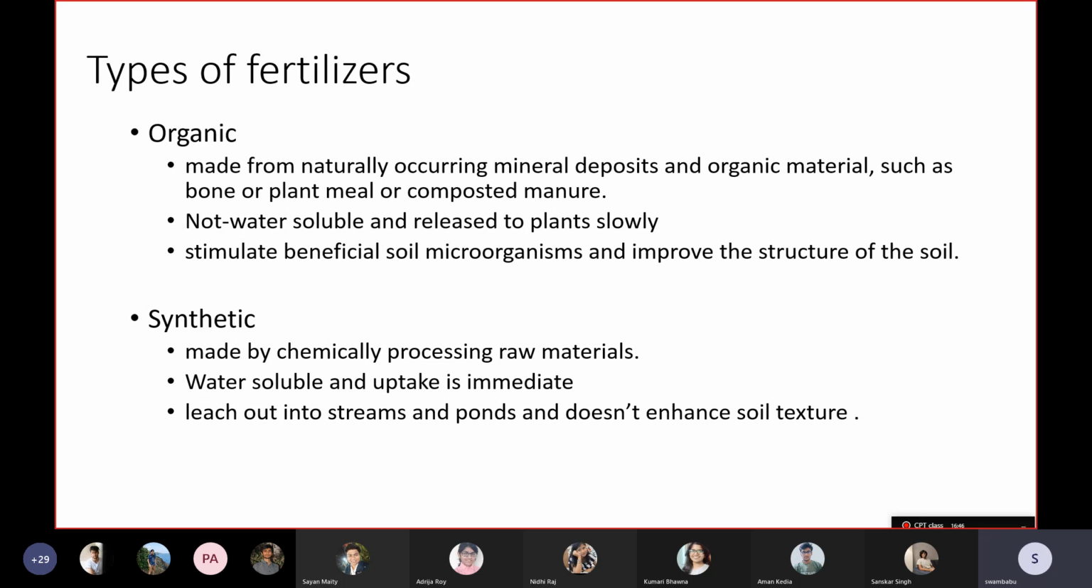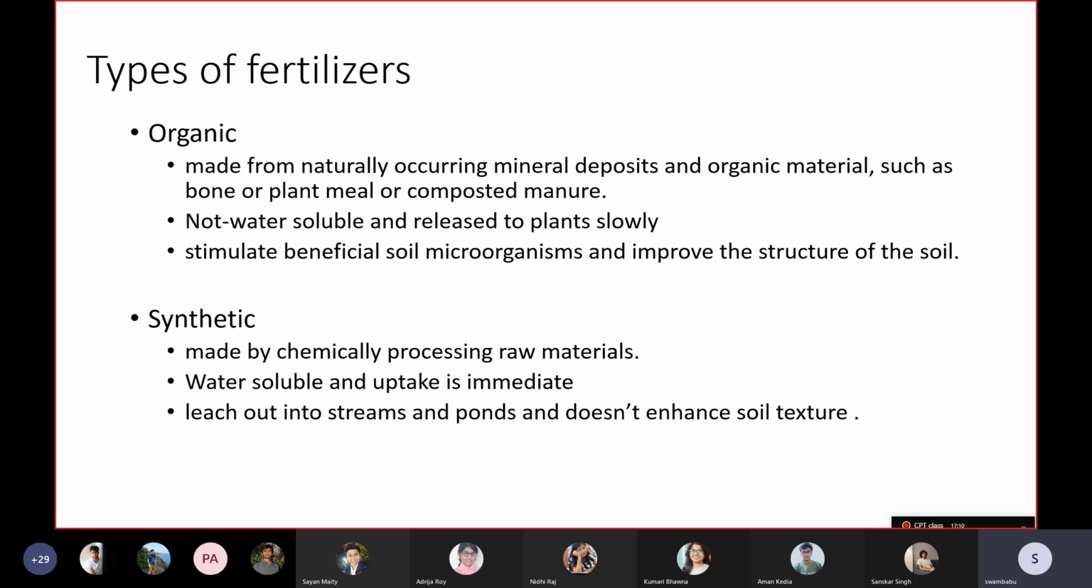And because of this growth of the soil microorganisms, it improves the structure of soil. It not only gives nutrients to the plants, it also maintains the soil quality.